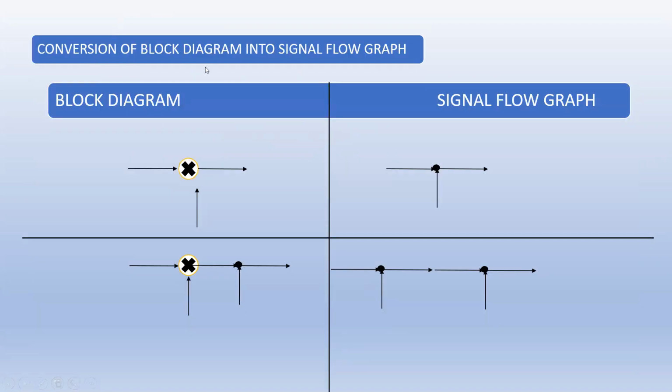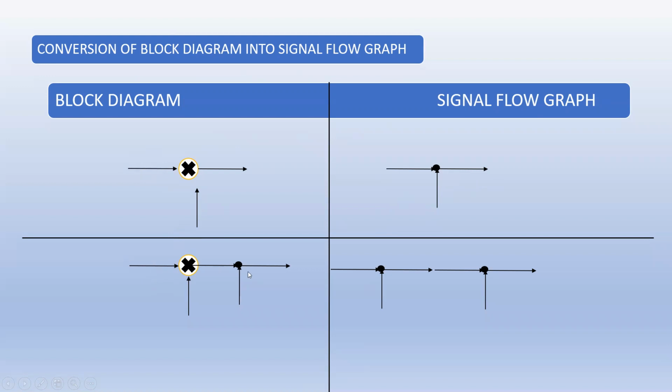So let us convert the given block diagram into a signal flow graph so that we can simplify the overall transfer function. Let us see how we can do that. If we have a block diagram element of a summing point, we can represent that as a node, in which the direction of flow of the signals is the same as in the block diagram.